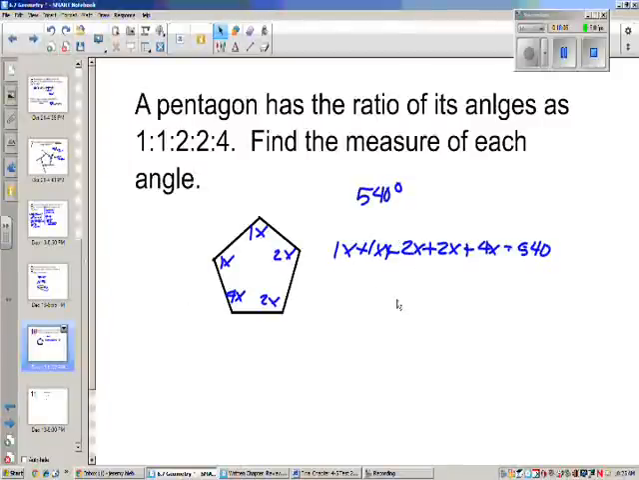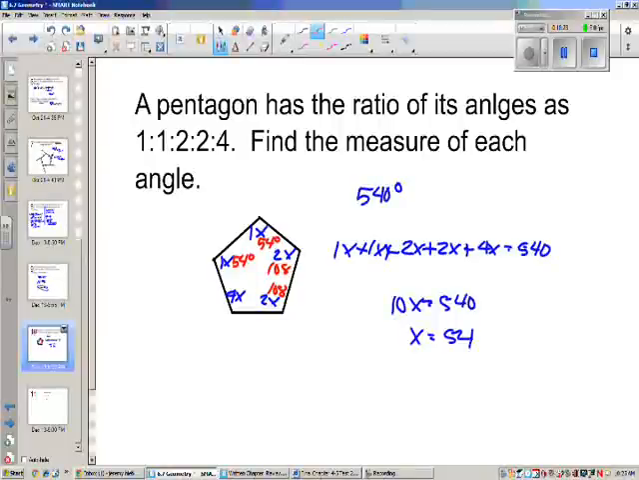So I get 10x equals 540. x equals 54. So if I go back to my picture, the two angles that are just 1x equal 54. 2x equals 108, so these two angles equal 108. And last, the other one is 216.